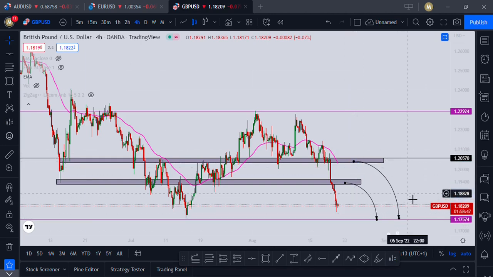Good. So that's all for GBPUSD. So for DXY, we should be expecting the market to move upward, and for the AU, Europe USD, GBPUSD, the market moving downwards.